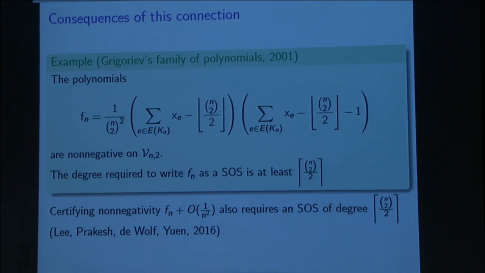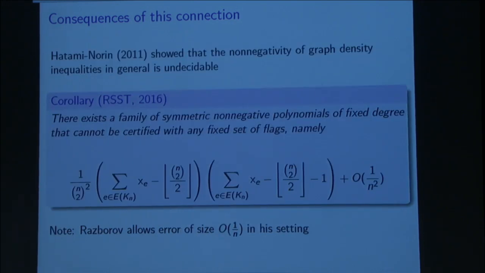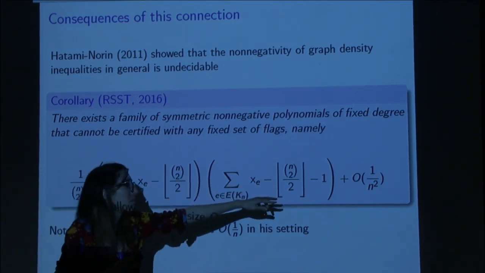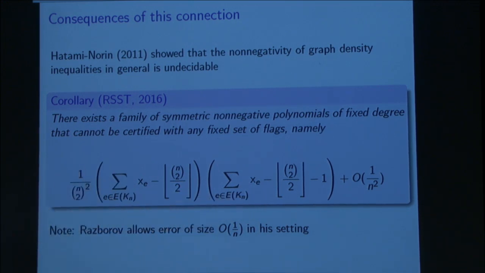What does that mean? We've known for a while from the work of Hamed Hatami and Sergei Norine that non-negativity of graph density inequalities in general is undecidable, but there was no really good example. But if you use the Grigoriev example, then you get a very nice simple example that cannot be certified exactly with flags, but only up to an error of 1 over n squared. And Hasbro allows an error of size 1 over n. So that was actually my first open question.